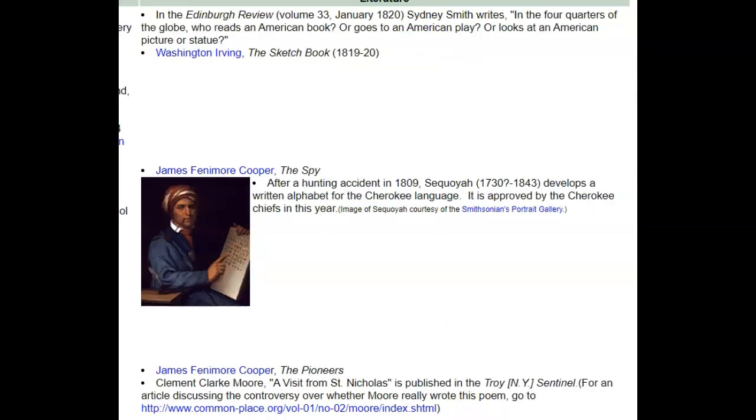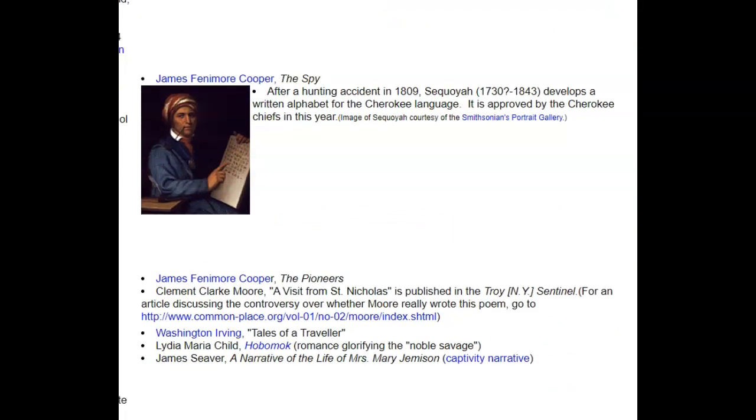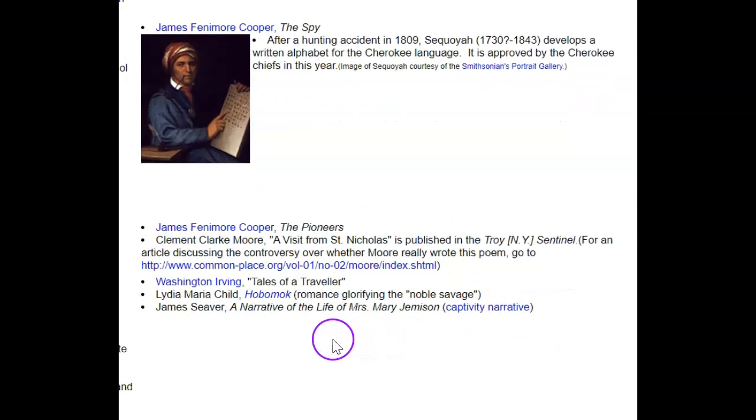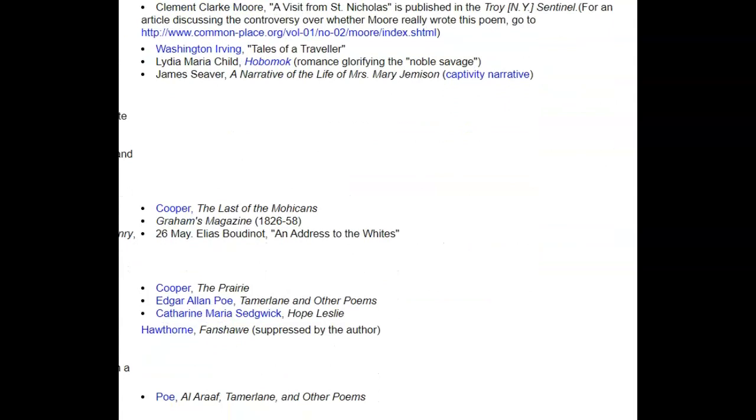We're going to conclude this decade with a little overview of some of the literature, not a complete list. Washington Irving is still alive and well and publishing books and novels. James Fenimore Cooper, another prominent writer. Again, the Cherokee language and the Cherokee alphabet, the entire story of Sequoyah. James Fenimore Cooper, The Pioneers. Washington Irving, Tales of a Traveller. Lydia Maria Child, Hobomok. James Seaver, A Narrative of the Life of Mrs. Mary Jemison. I don't know those, but I could be persuaded to study them.